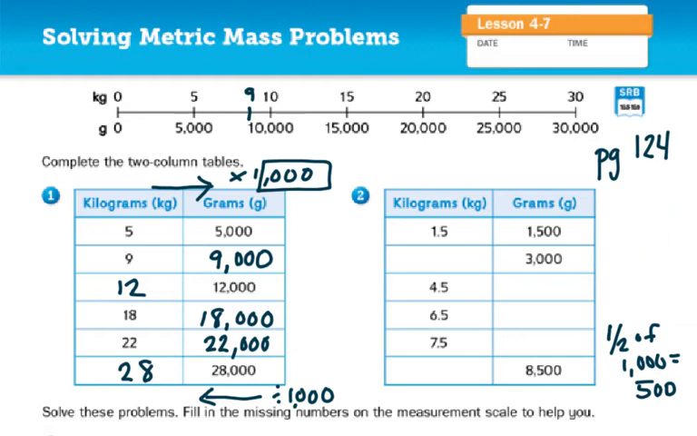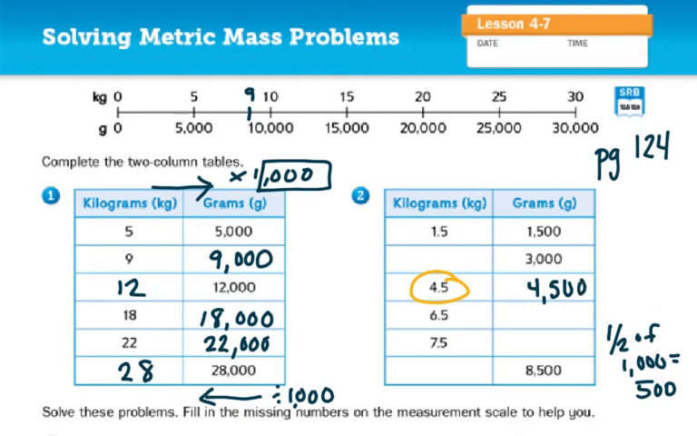So we're going to start with 4 5/10. Let's start with this one right here. We know that 4 kilograms would be 4,000, and half of it would be 500 more. So 4,500. Let's keep moving down.